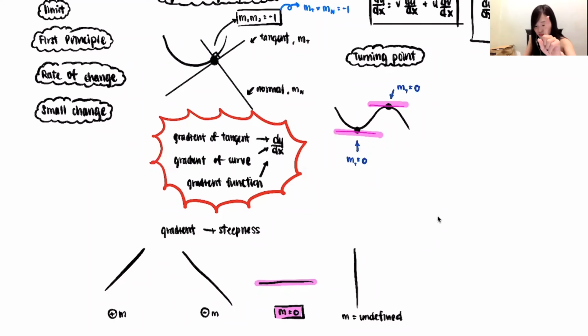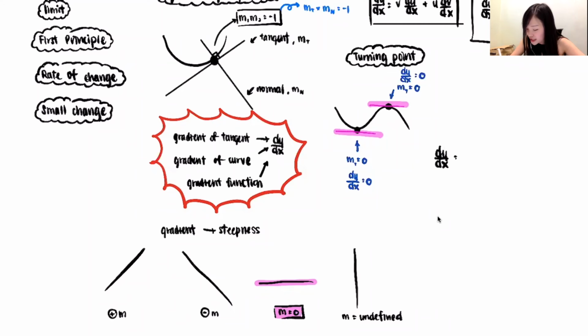And just now we said the gradient of the tangent, we call it dy/dx. So if we know the gradient of the tangent is 0, it means that dy/dx will also be 0. So we come to the conclusion that whenever you see the words turning point, their dy/dx will be 0. I write it here.